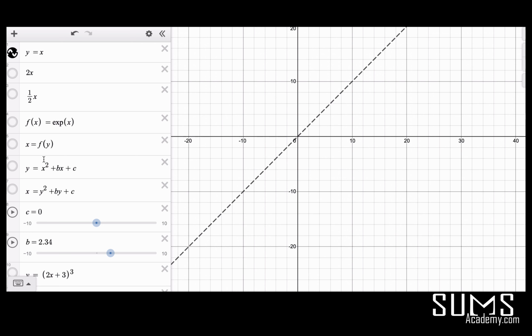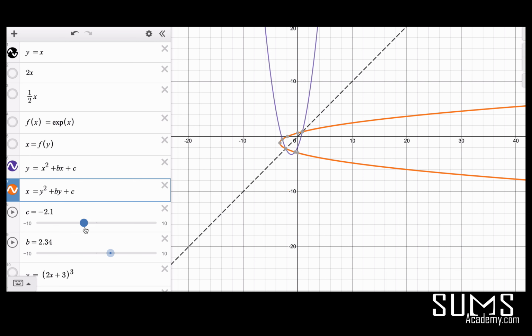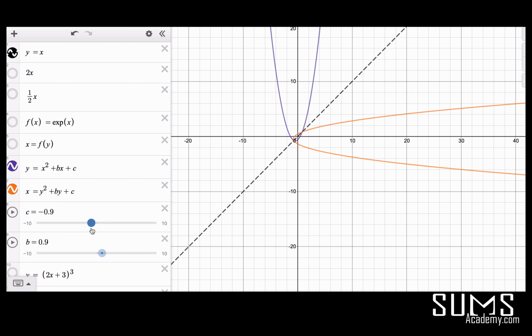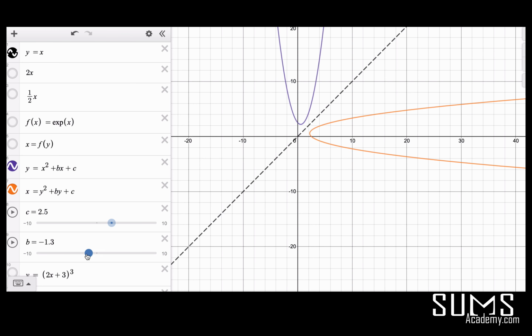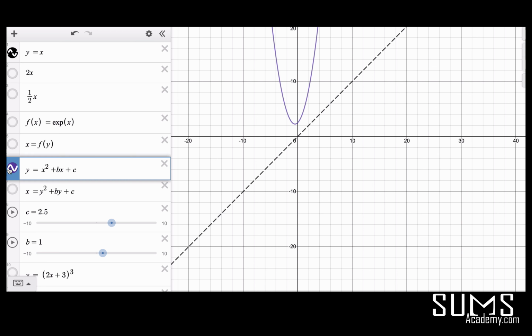Some other ones, a bit more exciting. You've got these two parabolas. You can see that one is the inverse of the other, and you can change them, but no matter how you change them, because they've got this relationship, they'll always just be perfect reflections of each other. So I'll attach this in the notes so you can have a play with it.